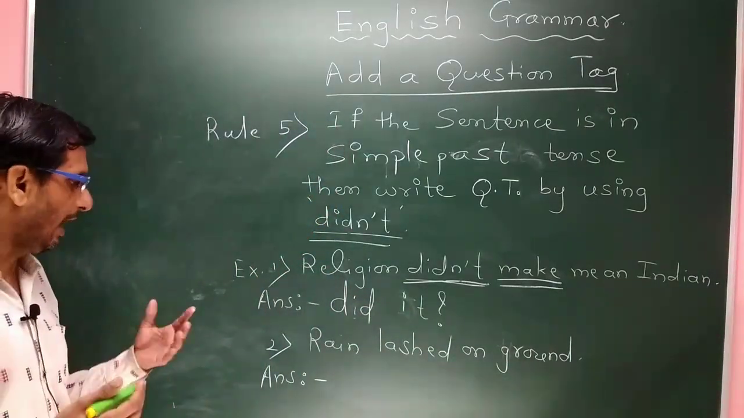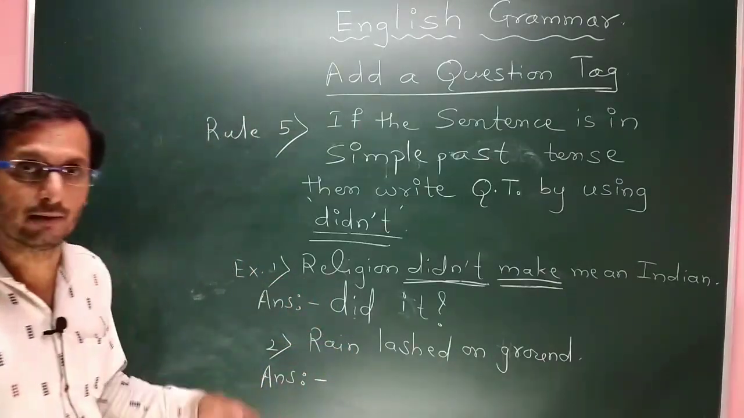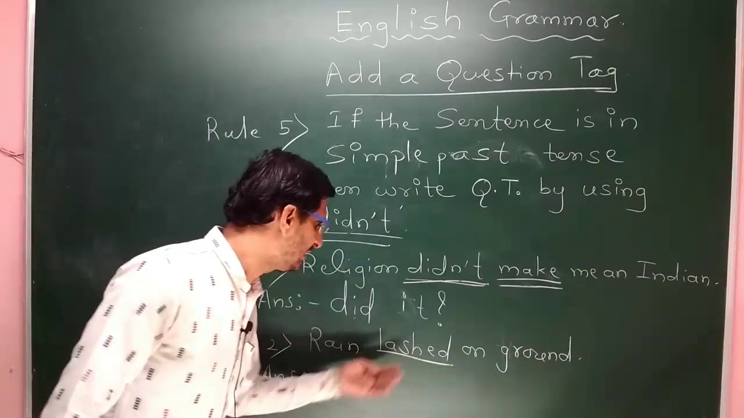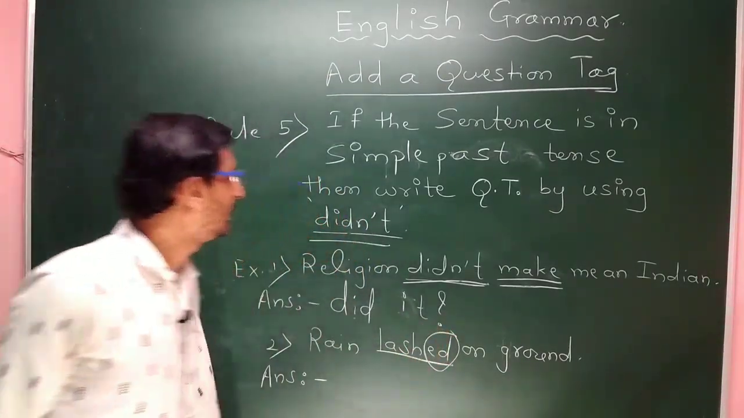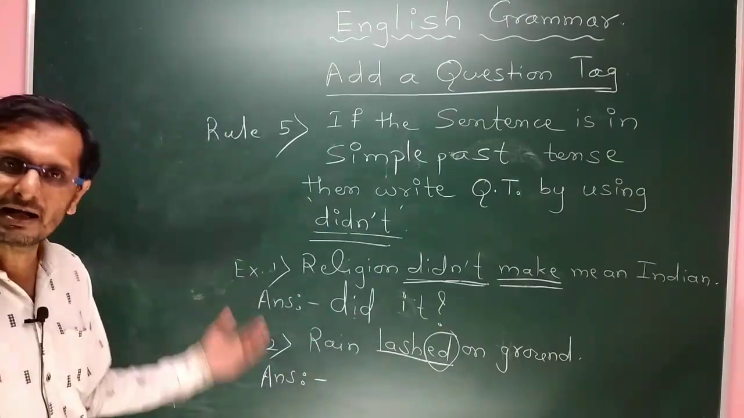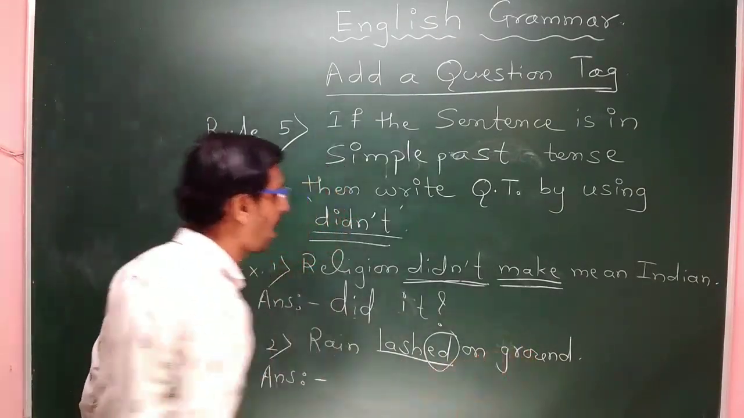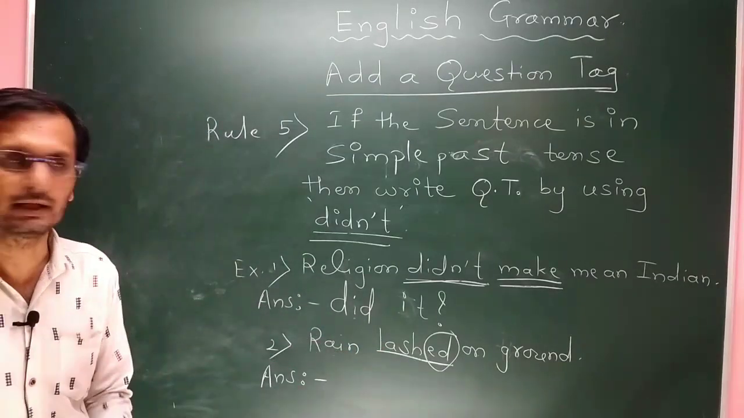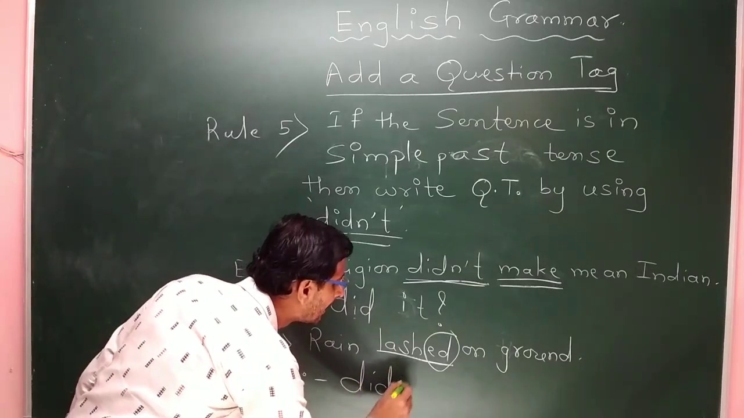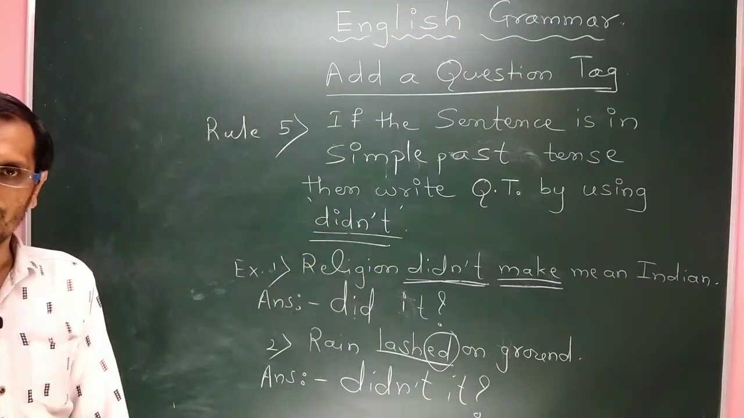Now here you have to look for the helping verb. The helping verb is totally absent. Then you have to look for the main verb. The main verb is already given, that is lash. You can understand very clearly that ed is attached to the lash. So it is in past tense. The sentence is positive, so the answer must be negative. Didn't it? Question mark.